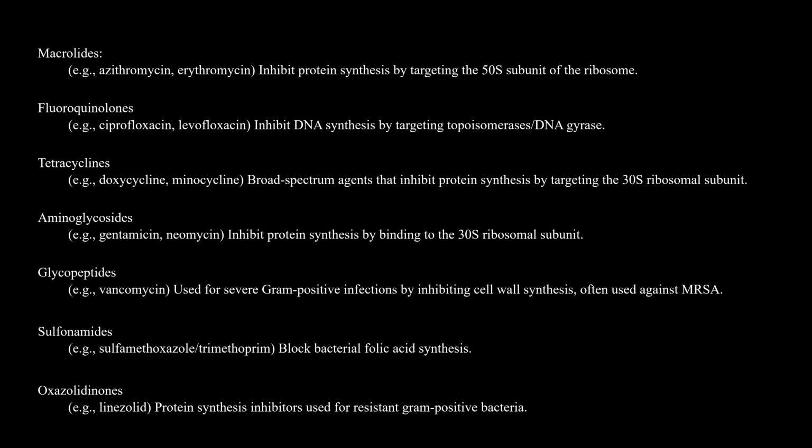Fluoroquinolones inhibit DNA synthesis by targeting topoisomerase and DNA gyrase. Tetracycline is a broad-spectrum agent that inhibits protein synthesis by targeting the 30S ribosomal subunit. Aminoglycosides inhibit protein synthesis by binding to the 30S ribosomal subunit. Glycopeptides are used against gram-positive infections by inhibiting cell wall synthesis. Sulfonamides block bacterial folic acid synthesis.